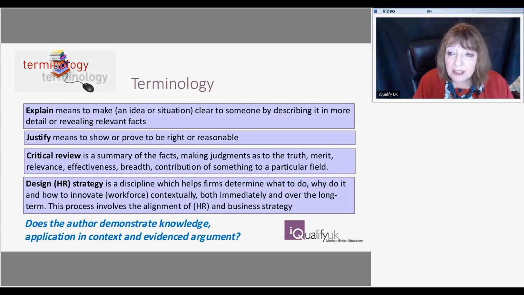Critical review is the next one. The review part is a summary of facts which makes judgment as to the truth, merit, relevance, effectiveness, breadth, contribution of something to a particular field. So you are analysing it in depth and making judgments about how good or not so good the particular points are within that particular context.